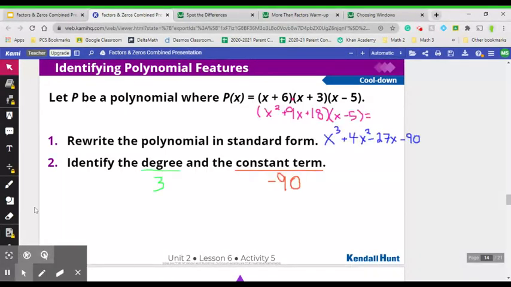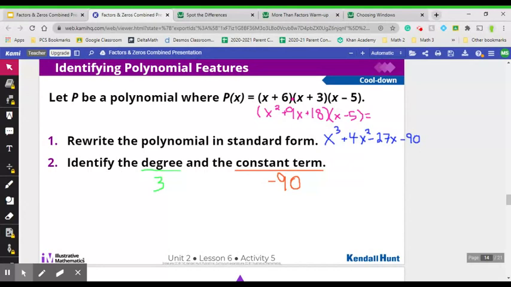We have the answers now. So for number 1, if you multiply x plus 6 and x plus 3 together, you get x squared plus 9x plus 18. And then you're multiplying that answer by x minus 5 if you go left to right. The answer you would have gotten from multiplying those together would be x cubed plus 4x squared minus 27x minus 90. And that would be the equivalent standard form polynomial to the factored one we started with, which was p of x.